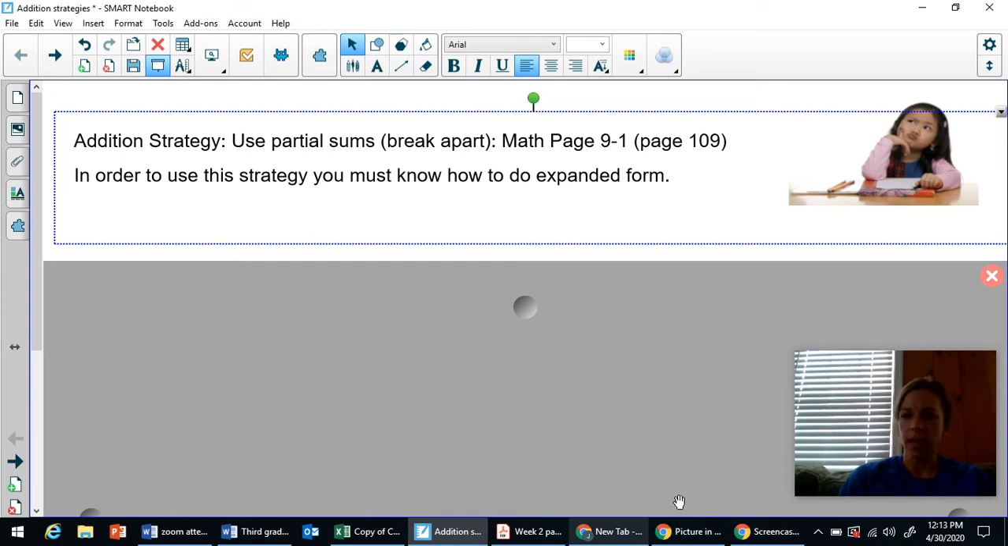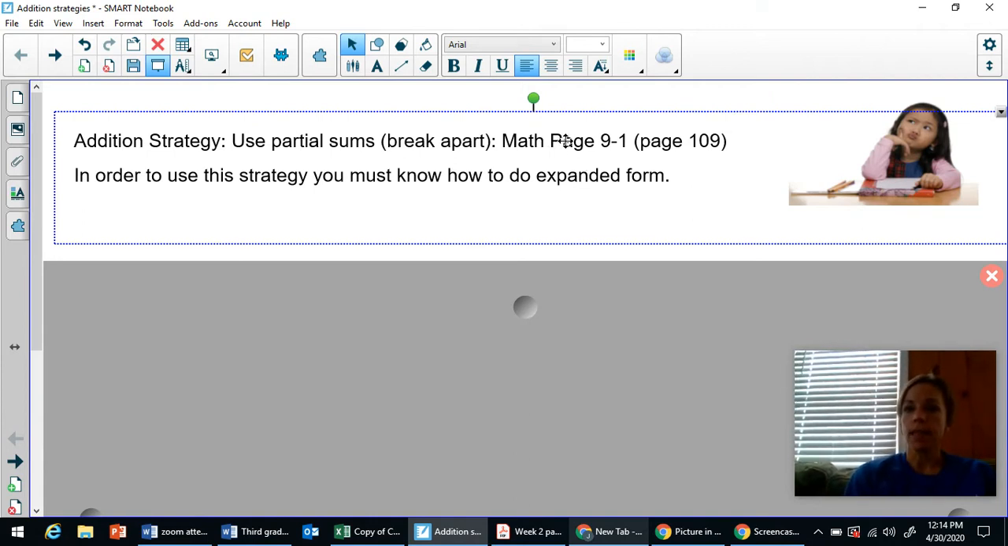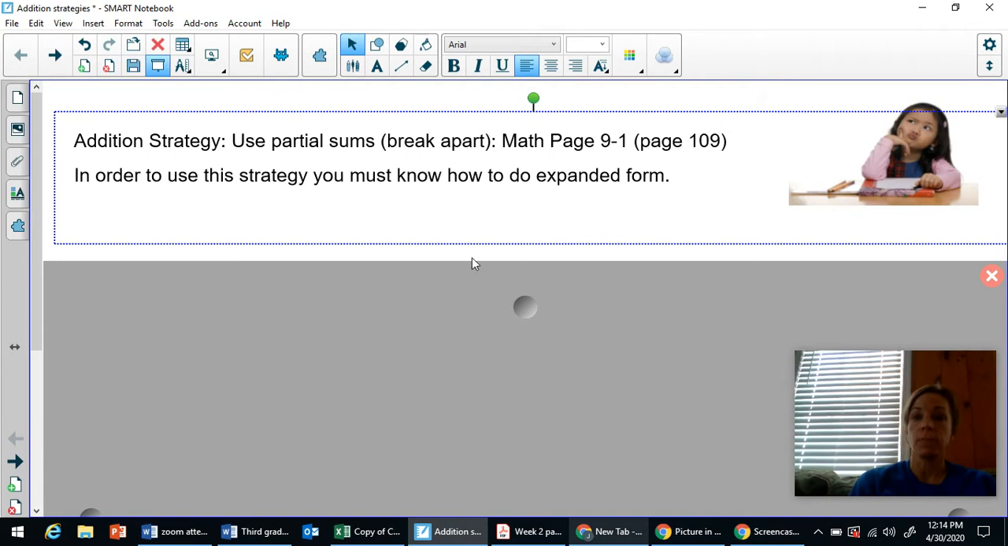Now, a lot of us probably haven't heard that word before, but partial sums is just a fancy way of saying break apart. So this is going to help you do math page 9-1, which is page 109. In order to use this strategy, you must know how to do expanded form.